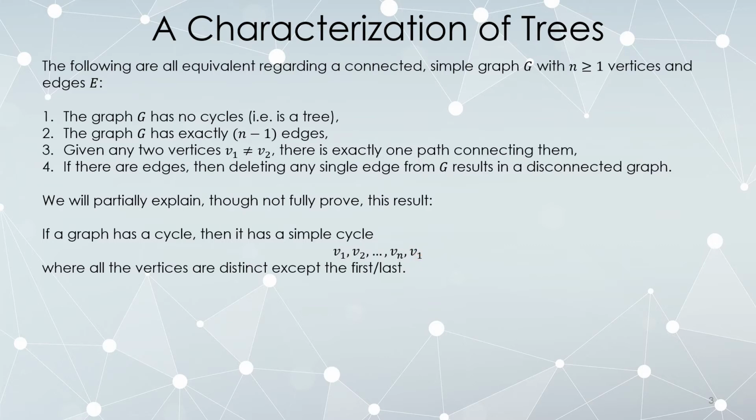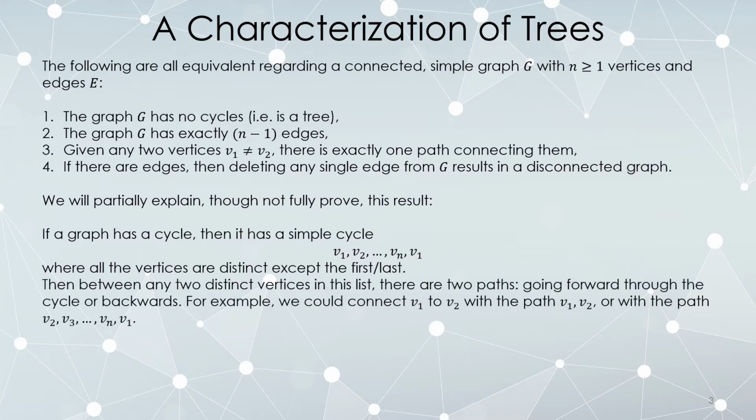So let's suppose the graph isn't a tree. In other words, it does have a cycle. Well, then it must have a simple cycle. And here it is. So these are all different vertices except for the fact that it starts and ends at the same place. So between any two distinct vertices in this list, there are in fact two different paths. Imagine I pick two vertices in this list, for example, v2 and vn. The way I could do a path is I could go from v2 forward along this path and hit vn.